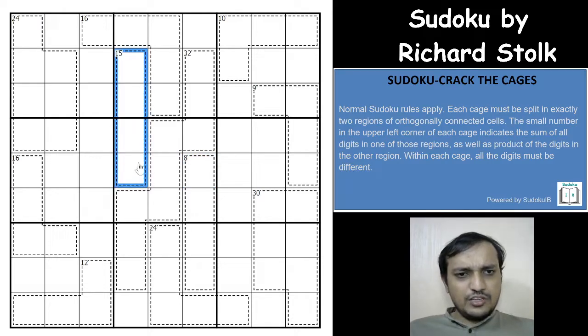I am sure that 15 is nothing but the sum of two numbers. So you have exactly 4 cells in 15.